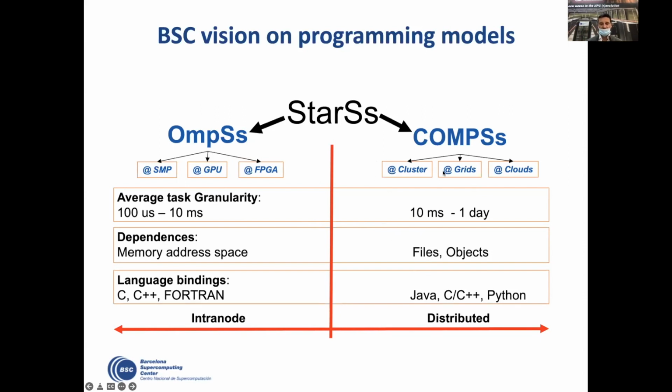We distribute the tasks on this platform, while OmpSs is at a much lower task granularity. We're talking about microseconds, each task lasts microseconds or milliseconds. The dependencies are not files or objects to be shared across nodes, but live in the same memory address space, and applications are mostly C, C++, and Fortran. But the main idea of the task-based programming model is the same.